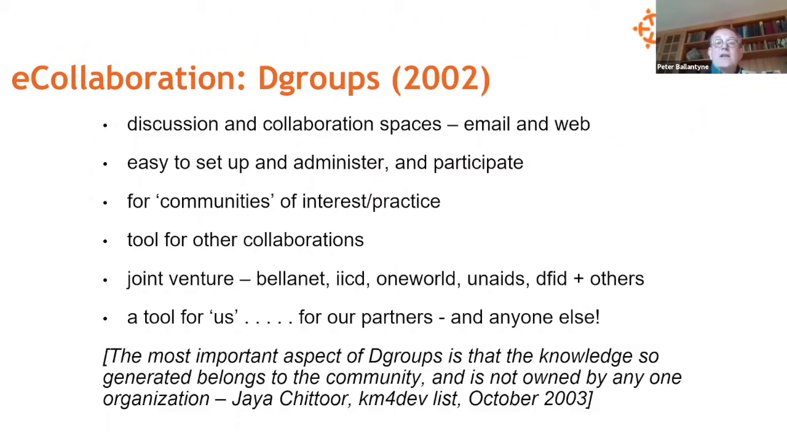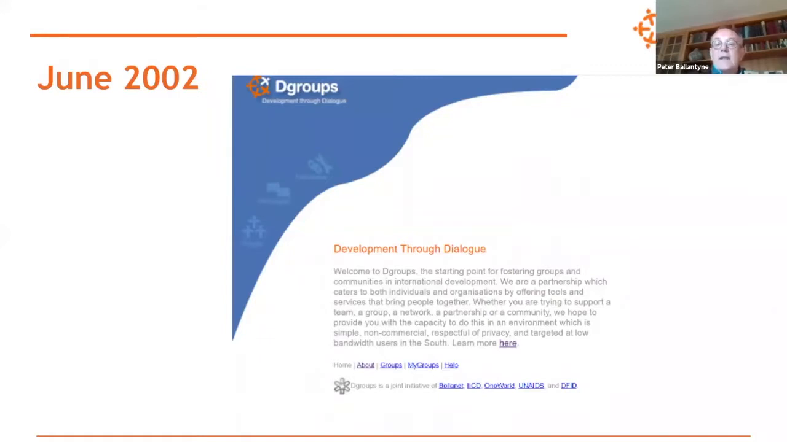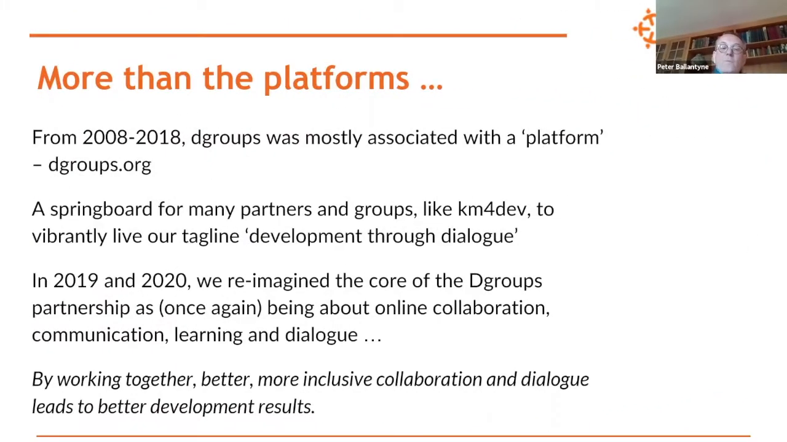That became in 2002 Dgroups. It was about discussion and collaboration. It was very much email and web. We wanted something very easy for communities, partners, something for us, and so we got inspired by eGroups to create Dgroups, and it was all about low bandwidth, accessibility, collaboration, and working together. I think one of the big successes of Dgroups over all the years is this email element, low bandwidth. Partnership. It's not about the platform. There are many platforms. It's about working together, collaborating, communicating, learning, and dialoguing.